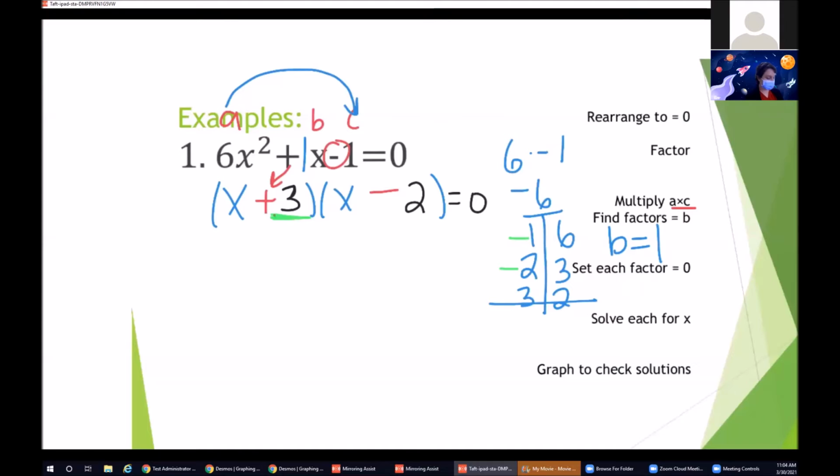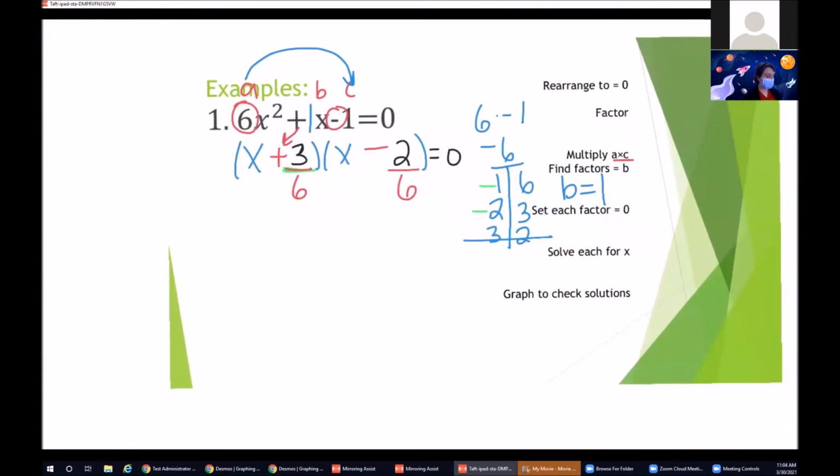Divide. What do we have to divide by? Divide by what is our a value? 6. So divide each one by 6. And these are factors here. So 3 divided by 6. What can both of them divide by? You can divide 3 by 3, right? So 3 divided by 3? 1. 6 divided by 3? 2. So we get 1/2.